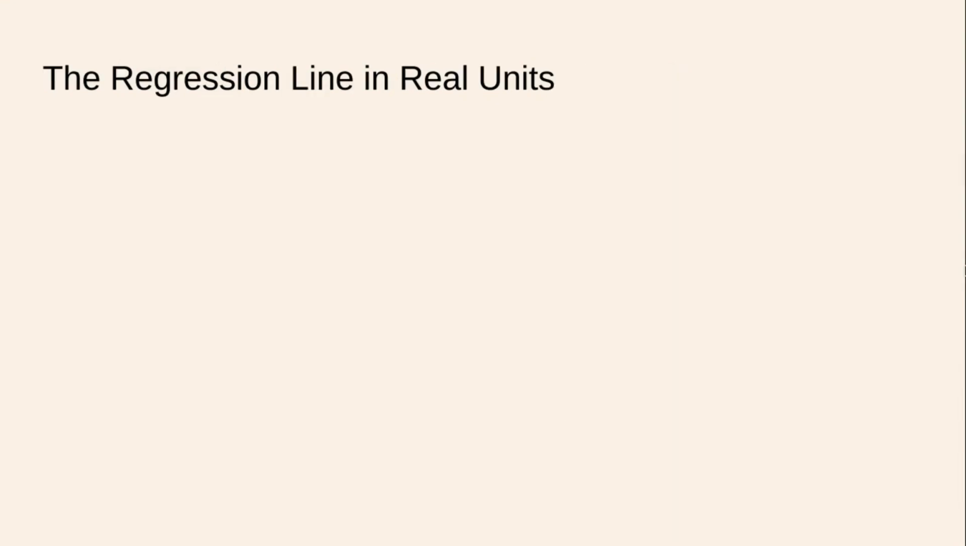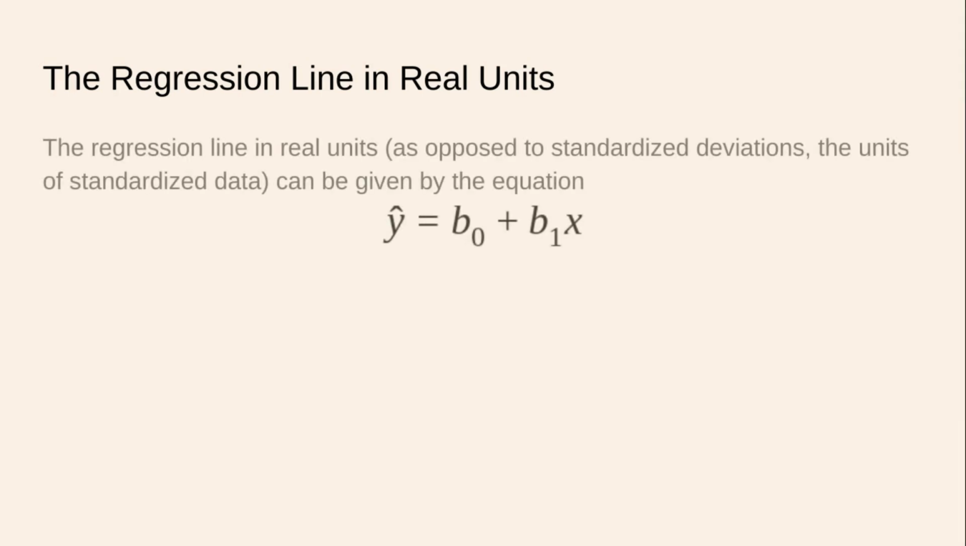Now we're going to talk about the regression line in real units. The regression line in real units, by the way, that's as opposed to standard deviations, which are the units of standardized data, which we talked about in the last section when we were talking about how we got the correlation coefficient R. Regression line in real units can be given using this equation.